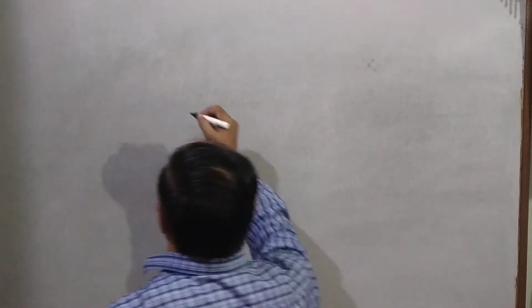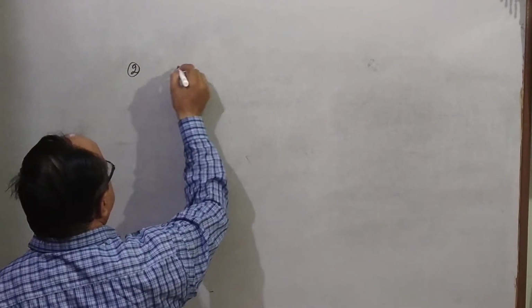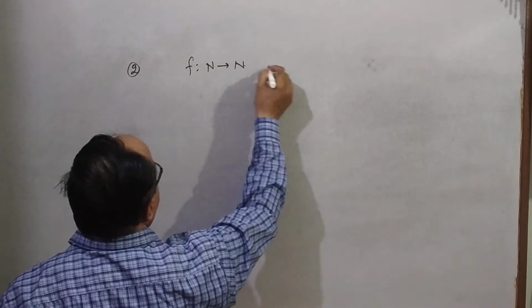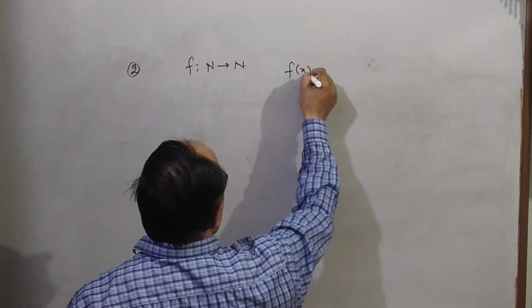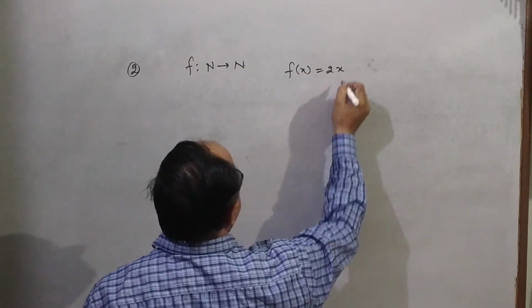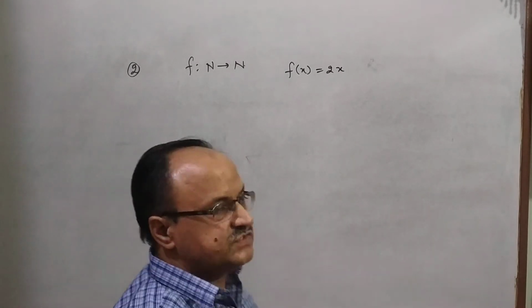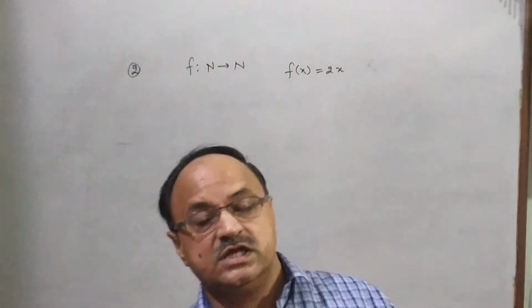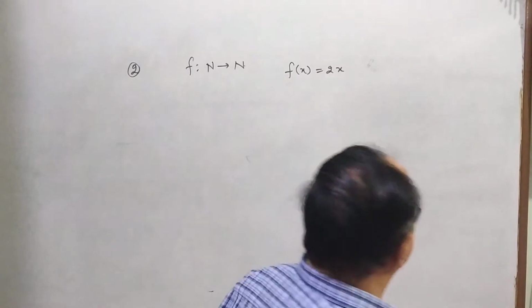Question number second. The function from N to N, f of x is equal to 2x. Check whether it is 1-1 or onto.